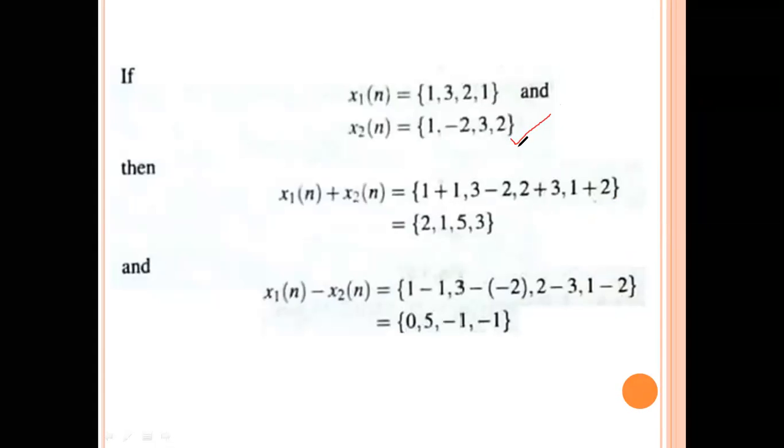You only have 4 representations available for representing discrete time signals. The first one is graphical representation, second one is tabular representation, third one is functional representation, fourth one is sequential representation. So these two are sequential representations. Whenever curly braces are used, that type of representation is obviously sequential representation. Okay.